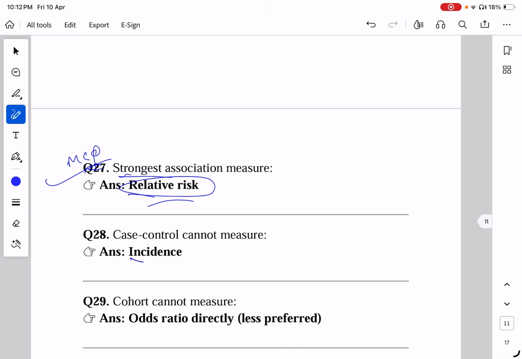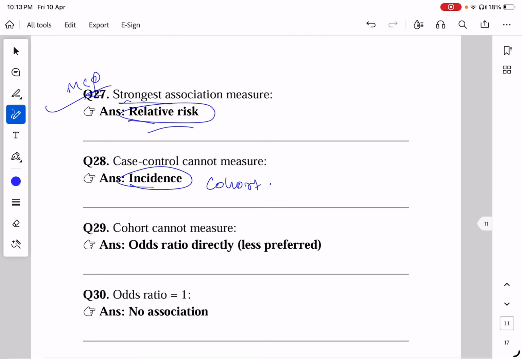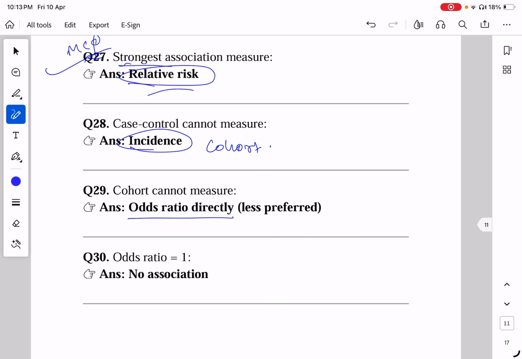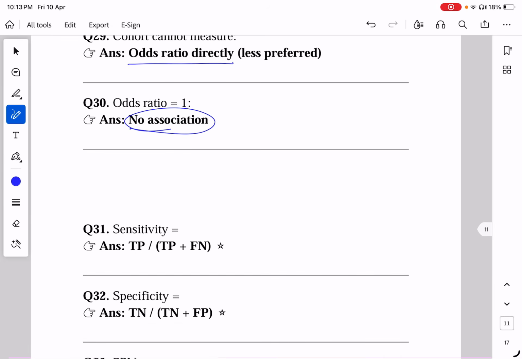Case control cannot measure incidence. Incidence is measured in cohort studies. Cohort cannot measure odds ratio directly, so it is less preferred. And odds ratio equal to 1 means no association.